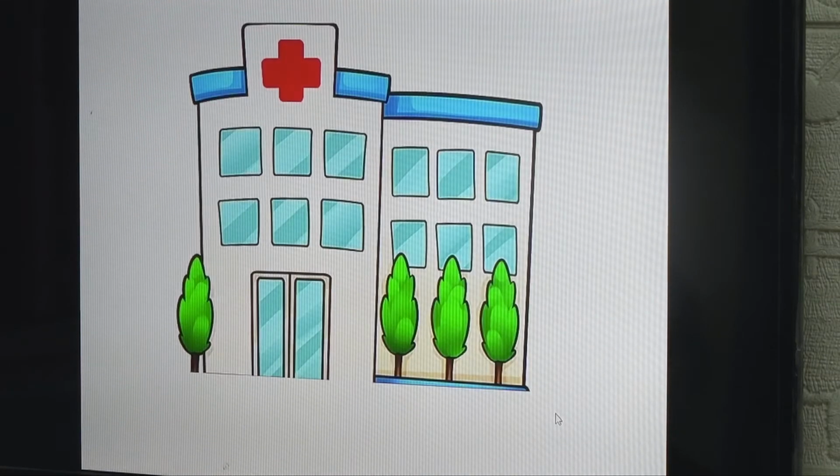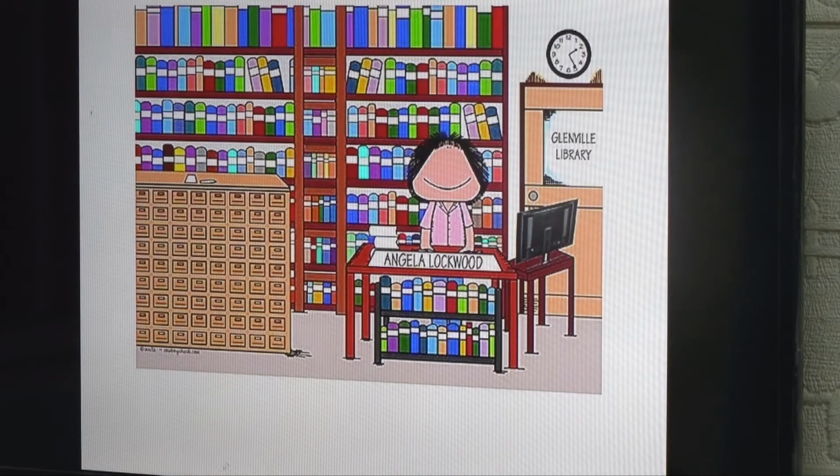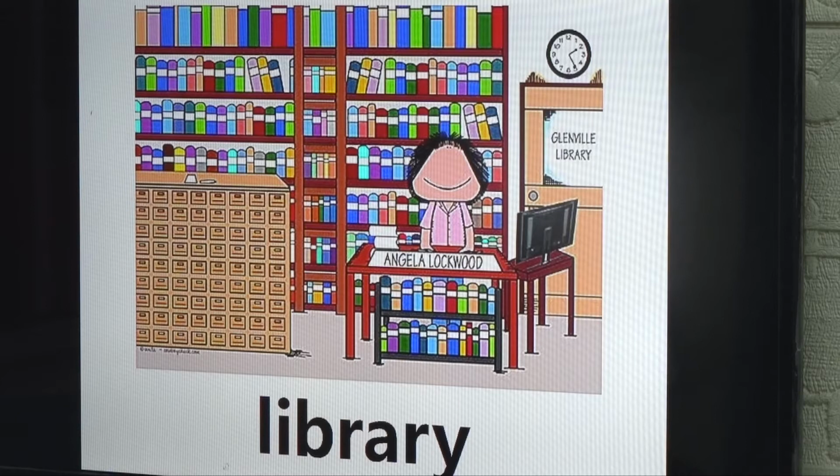After fun fair we have a place where we go when we are sick, right? And you'll see some doctors and nurses inside. That is a hospital. Let's spell HOSPITAL. Hospital. After hospital we have a place where we can read and borrow books, right? This is a place called library. Let's spell LIBRARY.